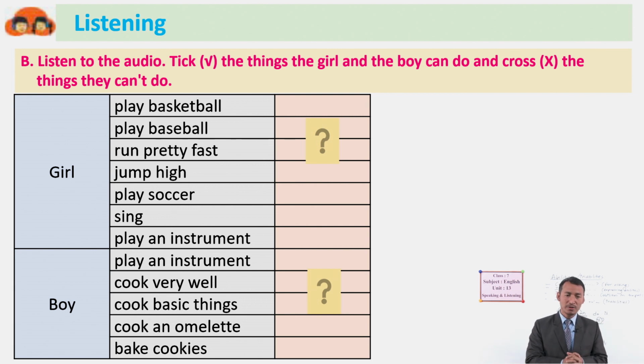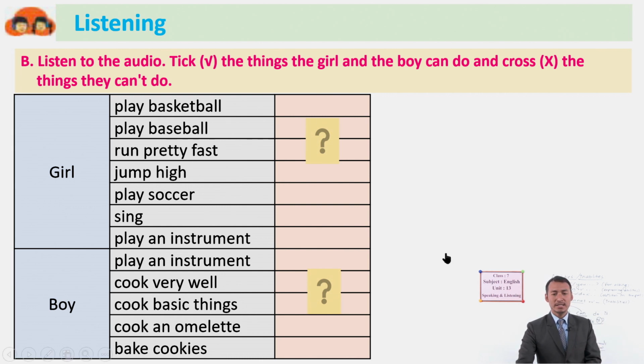What are the games and activities here we have? Here in this section we have girl and boy on the left side, and in the middle the activities: play basketball, play baseball, run pretty fast, jump high, play soccer, sing, play an instrument, cook very well, cook basic things, cook an omelette and bake cookies. So these are the activities. So who can do which activities or which skill they have? Now we have to listen and find out.